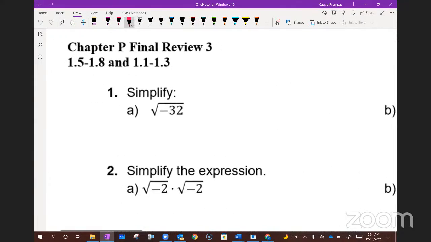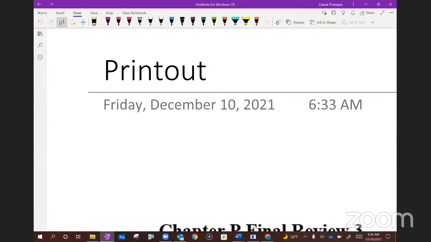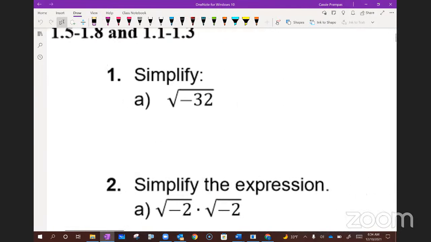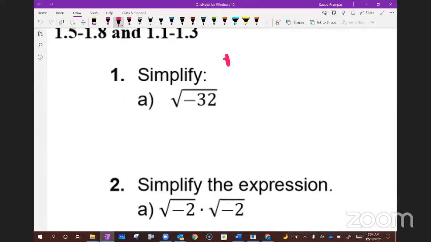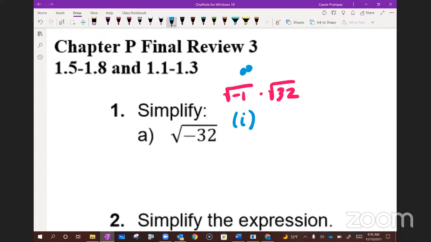So looking at number 1, we are simplifying the square root of negative 32. And the quick reminder is that the square root of negative 32 is the same as square root of negative 1 times square root of 32. And if you're looking at what is the square root of negative 1, hopefully you're thinking that is i. That is also something that can go on your note card. The square root of negative 1 is equal to i. In addition, i squared is equal to negative 1.